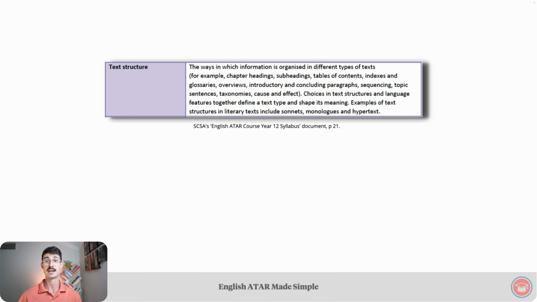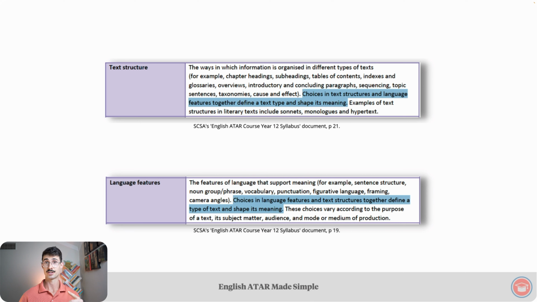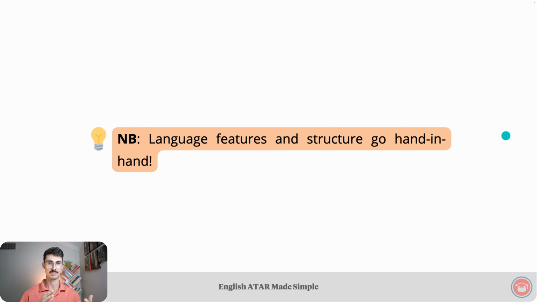Okay, and we're not done. One other thing that I wanted to point out was the appearance of this sentence here: choices in text structures and language features together define a text type and shape its meaning, and how that also appears in the definition on language features that we looked at 2 lessons ago. What does this mean? It means that language features and structure go hand in hand. This will start to make more sense as we look at some examples throughout this lesson.